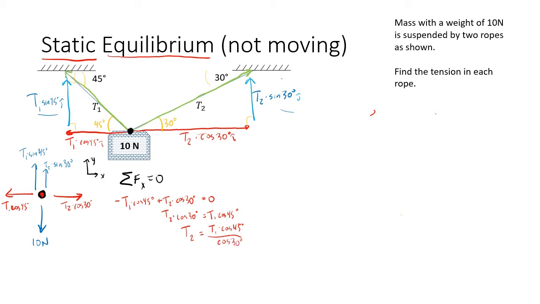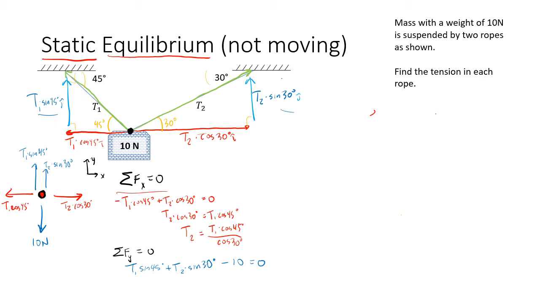Okay, cool. Now, because of this statement, we know it's not moving left to right. But since it's static, it's not moving at all, so we know it's also not moving up and down. Same thing: the sum of all the forces in the y direction is equal to 0. So let's sum up all the forces and set it equal to 0. In the y direction, T1 is positive, right? T1 sine of 45 degrees plus T2 times the sine of 30 degrees, minus 10, is equal to 0.